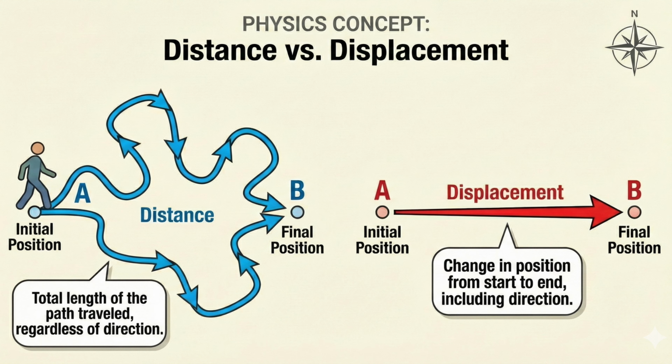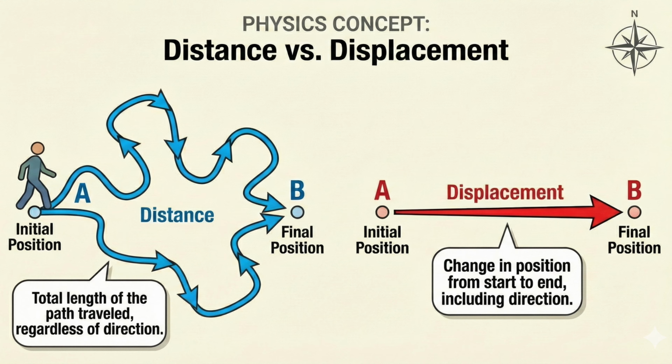Nature of displacement: vector quantity. Displacement is a vector quantity, meaning it has both magnitude and direction. The direction indicates where the object is located relative to its initial position. This vector nature distinguishes displacement from distance, which is a scalar quantity and has only magnitude.